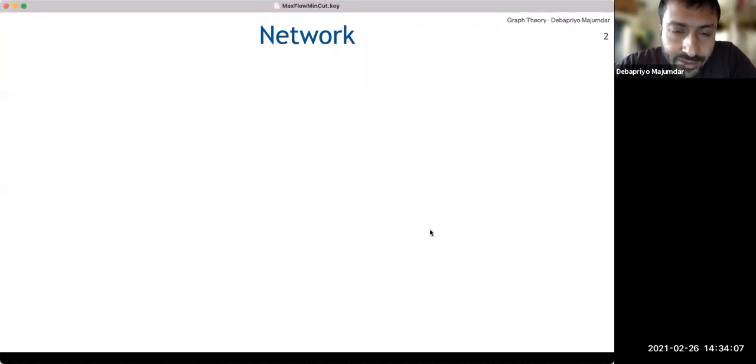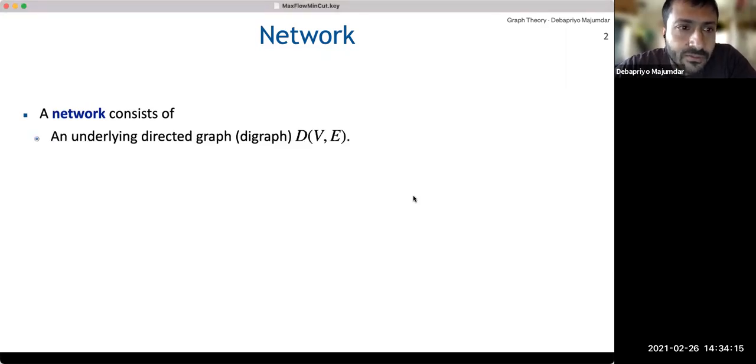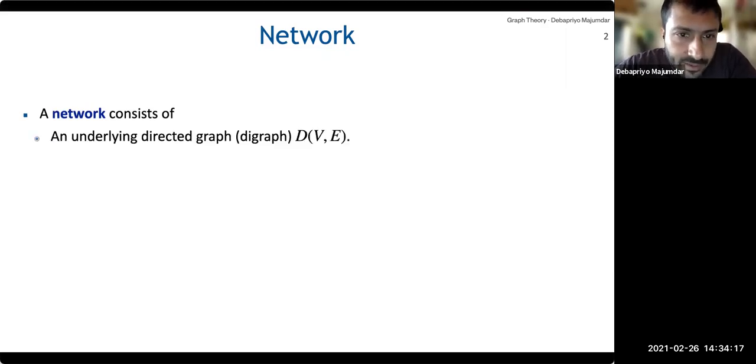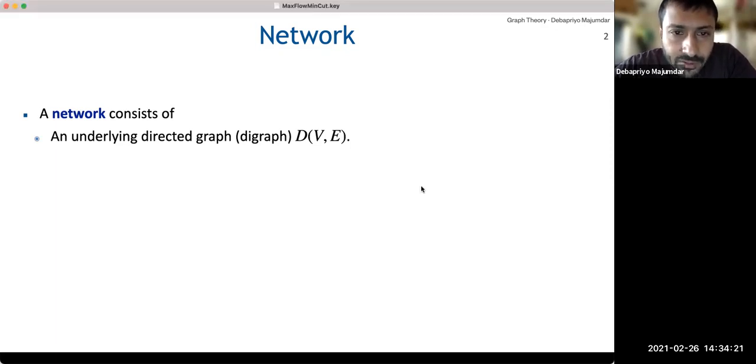Okay, so far we have been mostly dealing with undirected graphs, and now we will consider directed graphs, but not just directed graphs, a little bit more than that. So a network consists of, first of all, a directed graph, which is the base of it, the underlying directed graph. We also call it a digraph, with the usual vertices and edges.